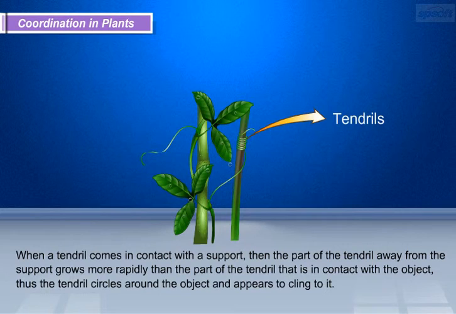When the tendril comes in contact with the support, the part of the tendril away from the support grows more rapidly than the part of the tendril that is in contact with the object. Thus, the tendril circles around the object and appears to cling to it.